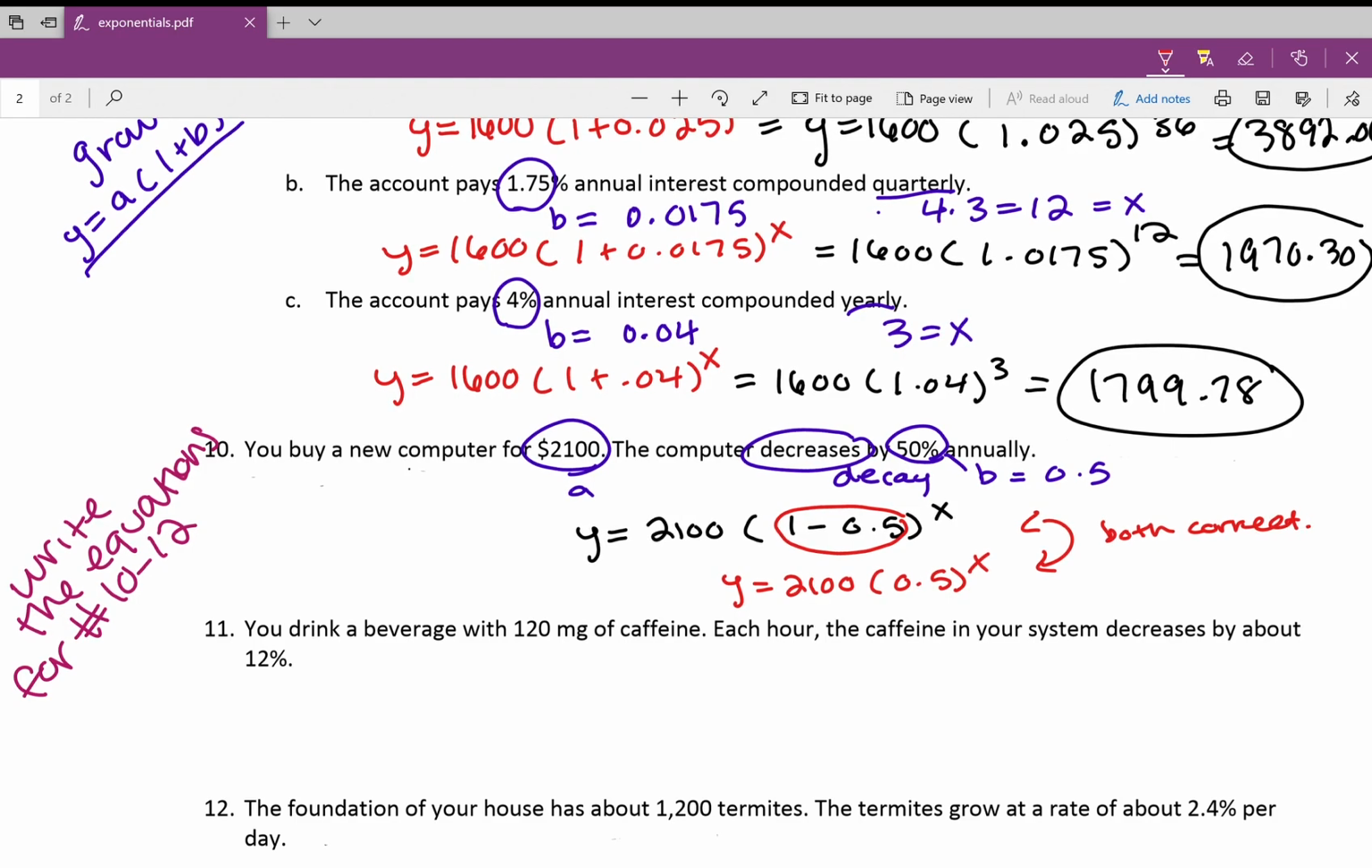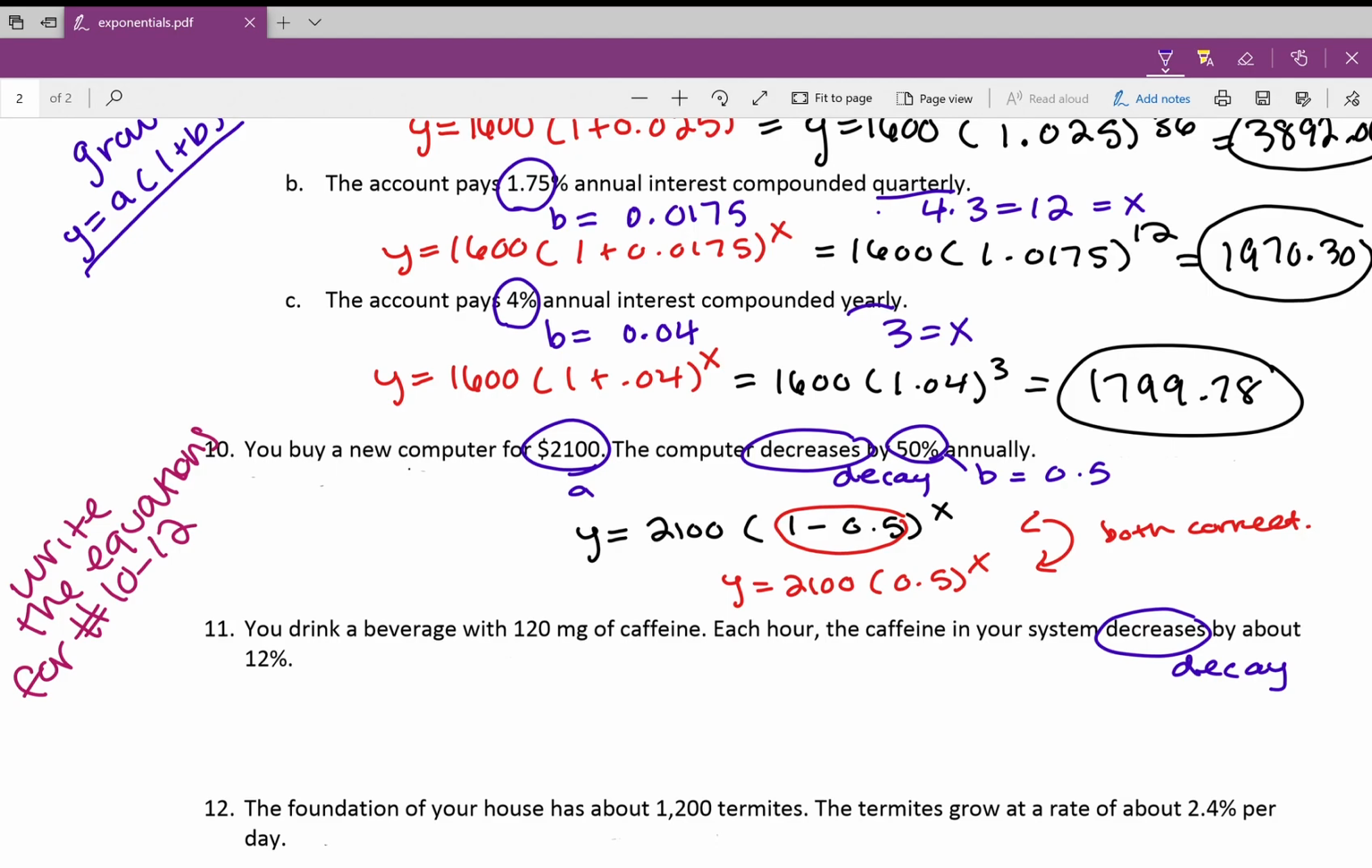Okay, go ahead and look at number 11. Tell me if it is a growth or if it's a decay. Okay, number 11 says, you drink a beverage with 120 milligrams of caffeine. Each hour, the caffeine in your system decreases by about 12%. So since it says decreases, we know it's a decay. So that's what you should have put. Okay, now go ahead and label everything and then tell me what your equation would be.